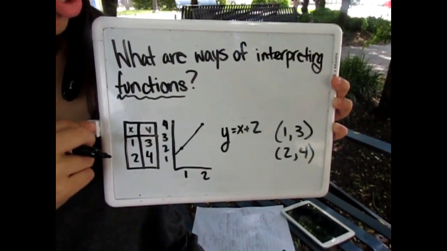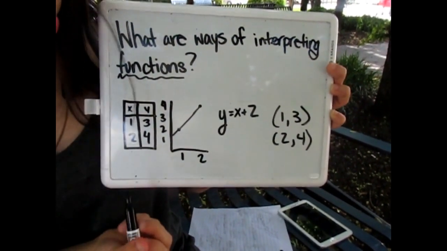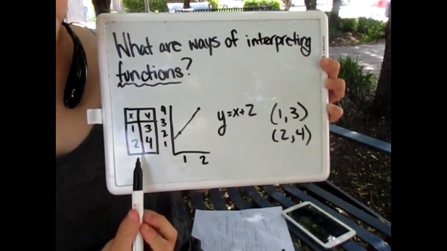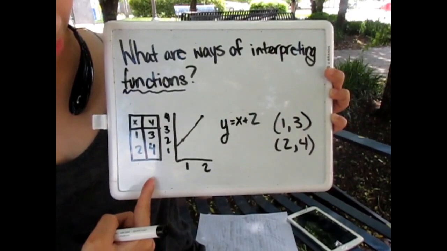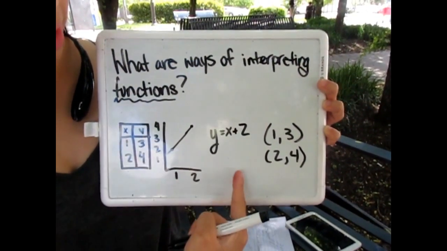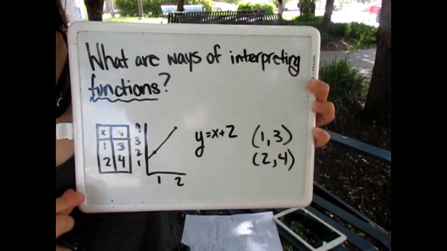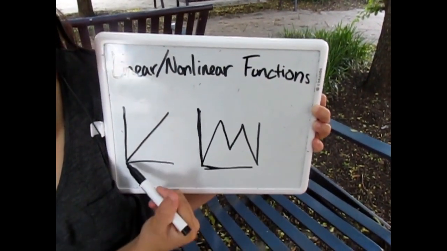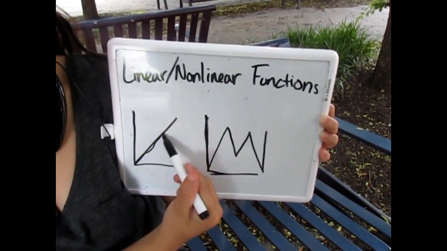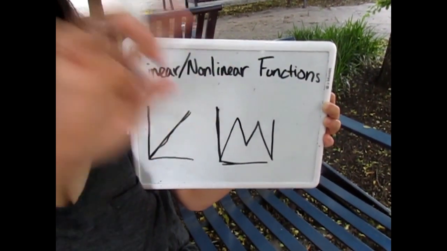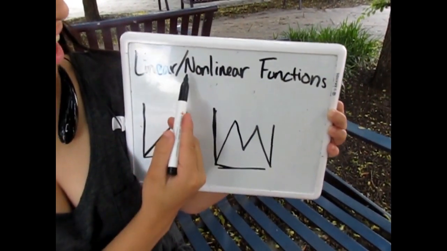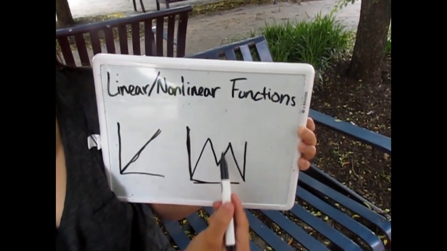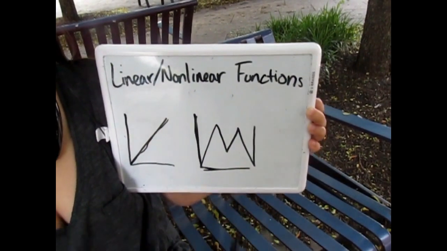What are ways of interpreting functions? You can interpret functions in many ways, but the main ones are interpreting them by tables, graphs, equations, or ordered pairs. Linear functions include lines that you can see are straight. Non-linear functions, as you can see, are not very linear and have very bumpy rides.